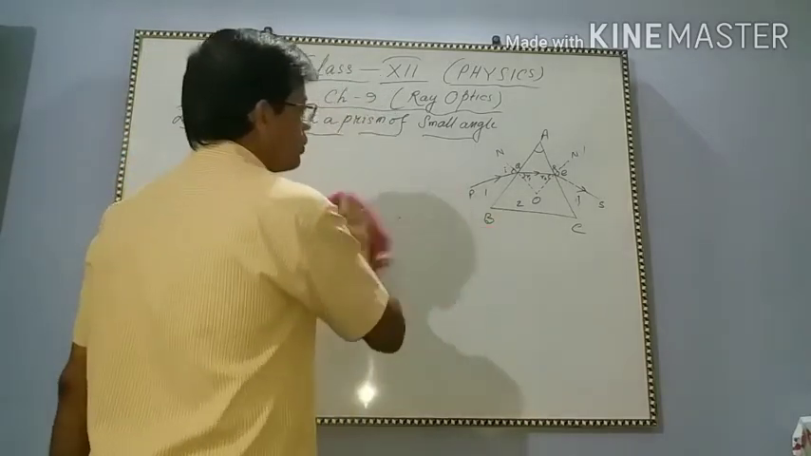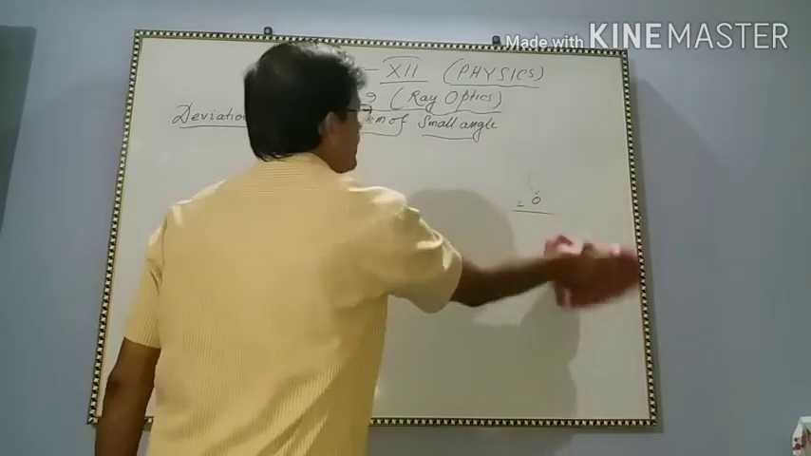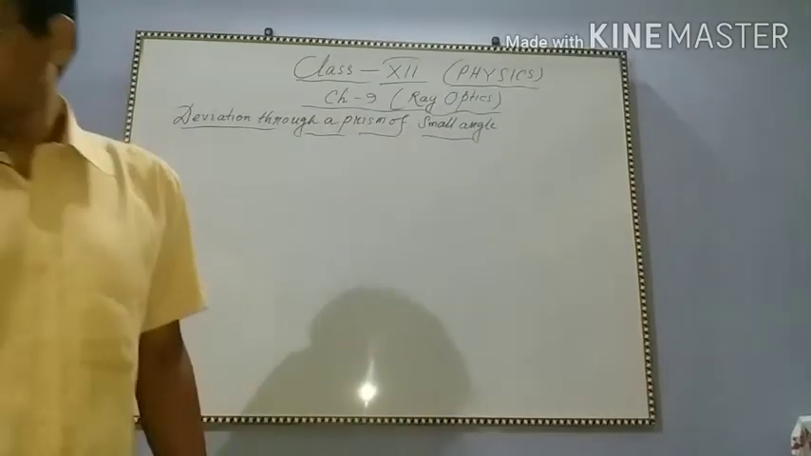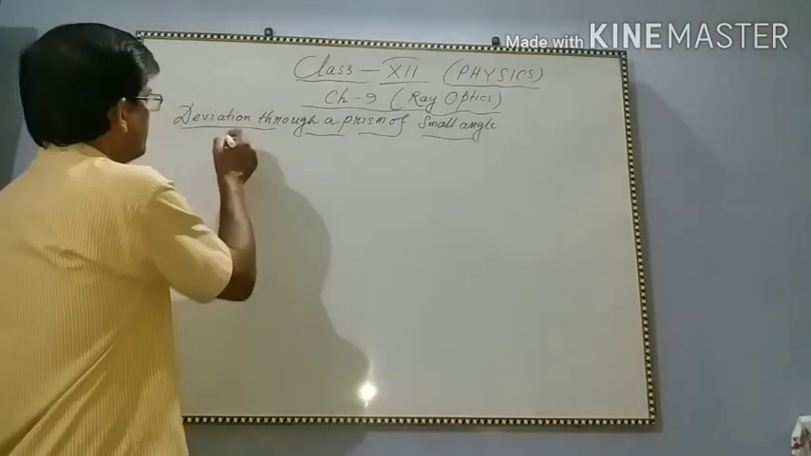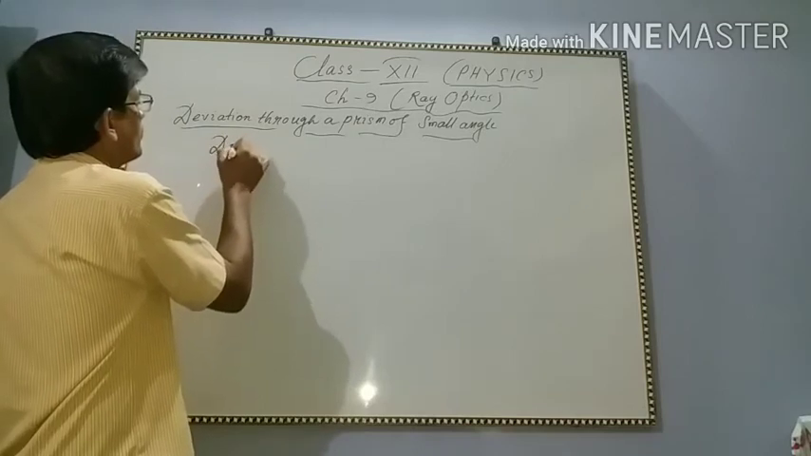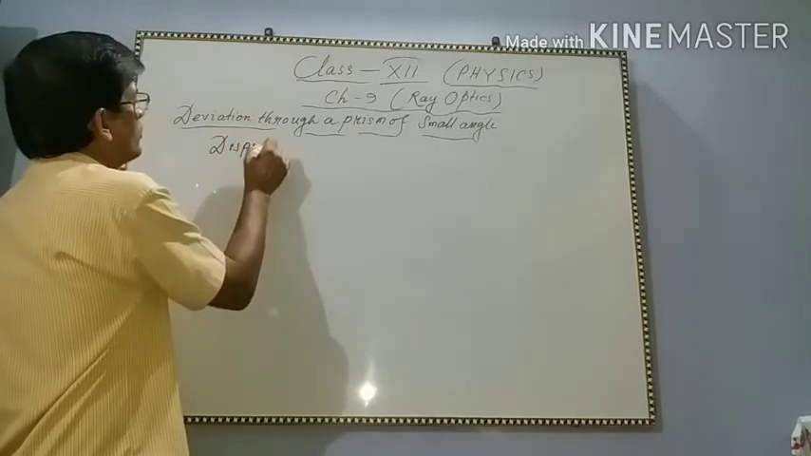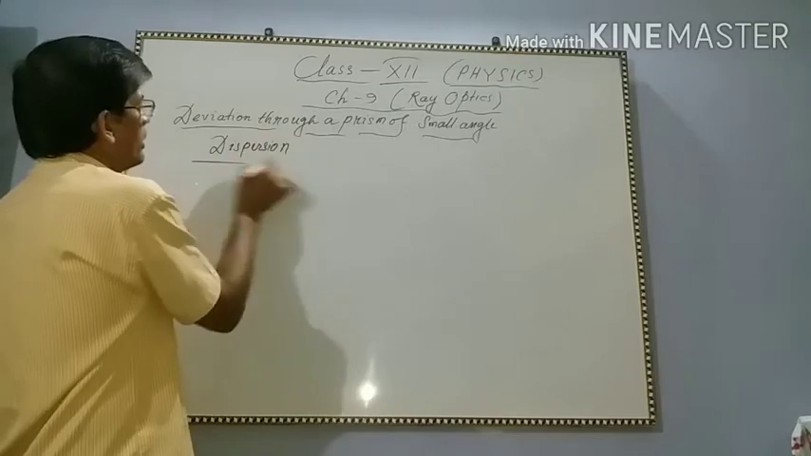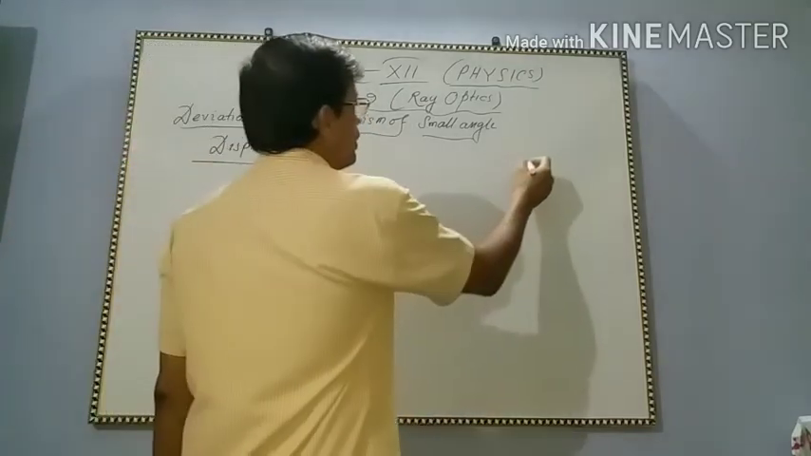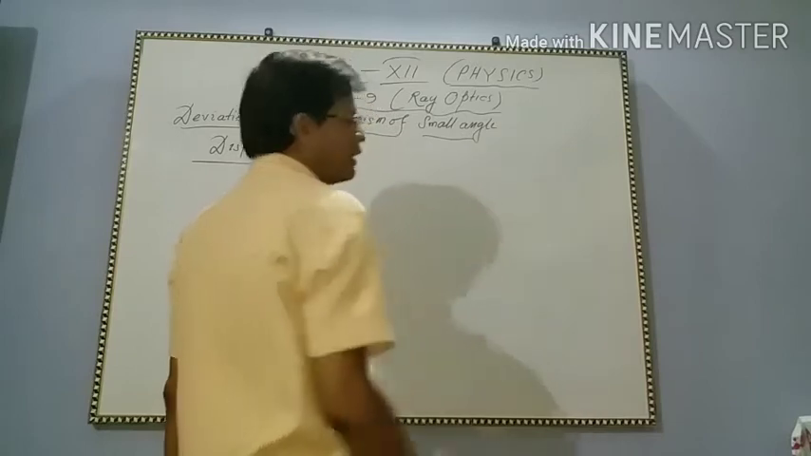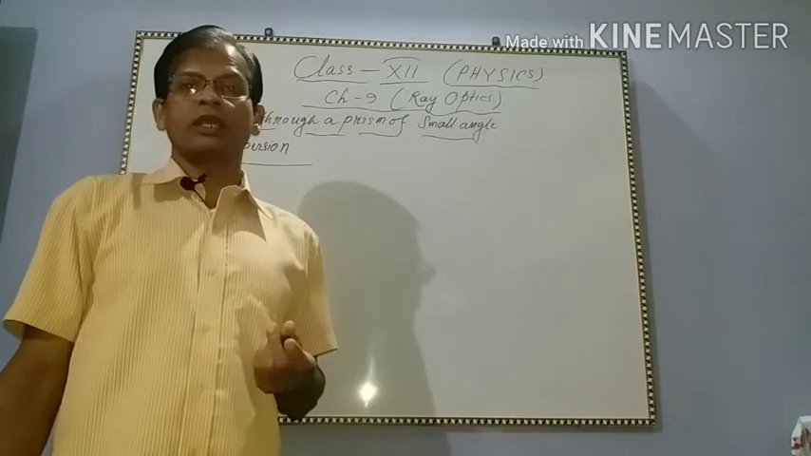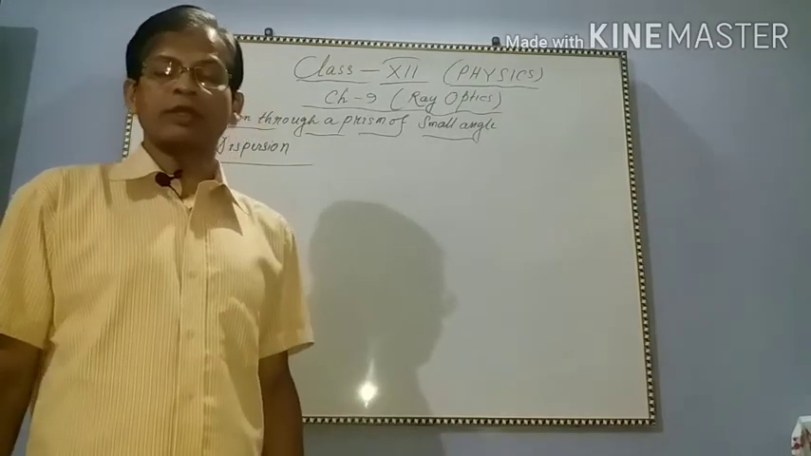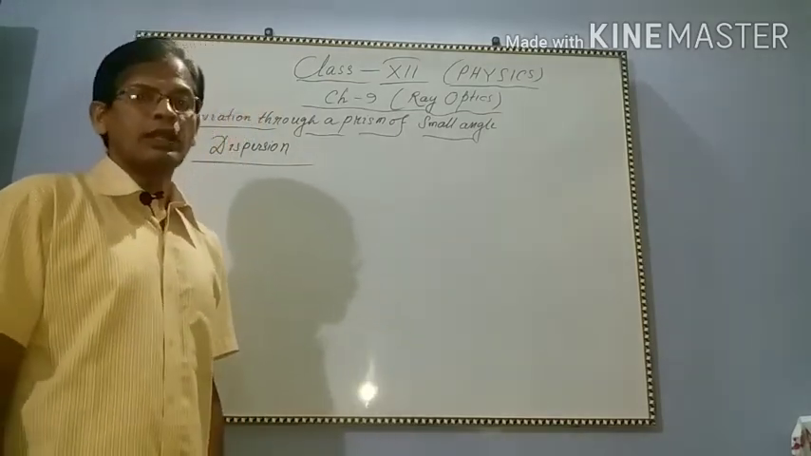Now the question is, what is dispersion and what is the cause of dispersion? Dispersion means when white light falls on a prism, it splits up into 7 colors. This phenomenon is called the dispersion of light.